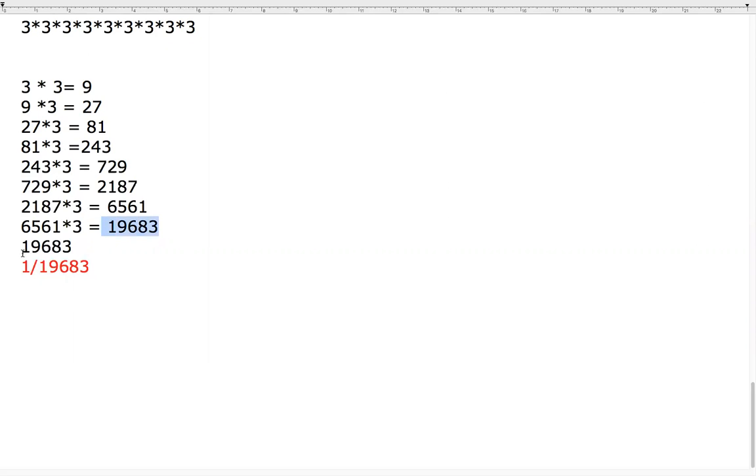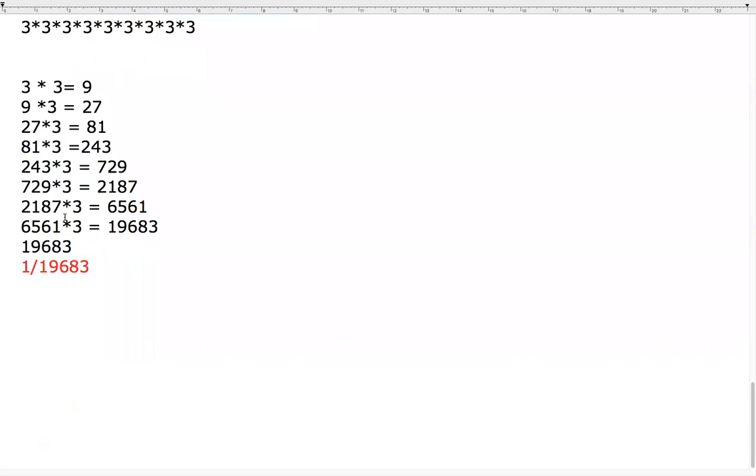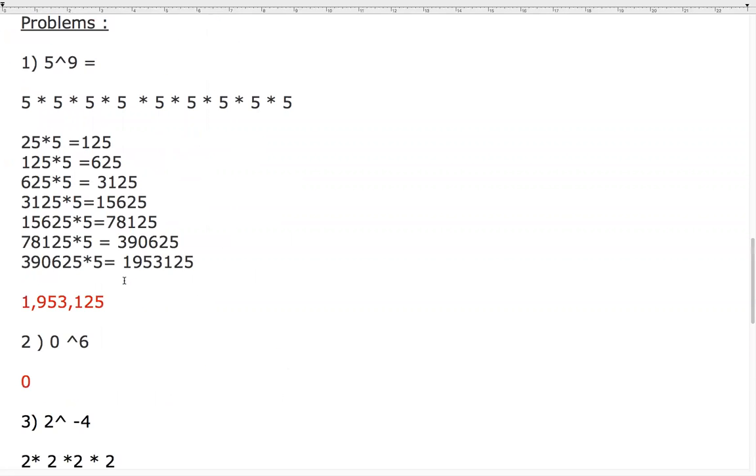I got 19683 as the answer. Since it's a negative exponent, I'm going to apply the formula 1 divided by a to the power of n. So it's going to be 1 divided by 19683. You can simplify it. This is the way you are going to represent a negative exponent.